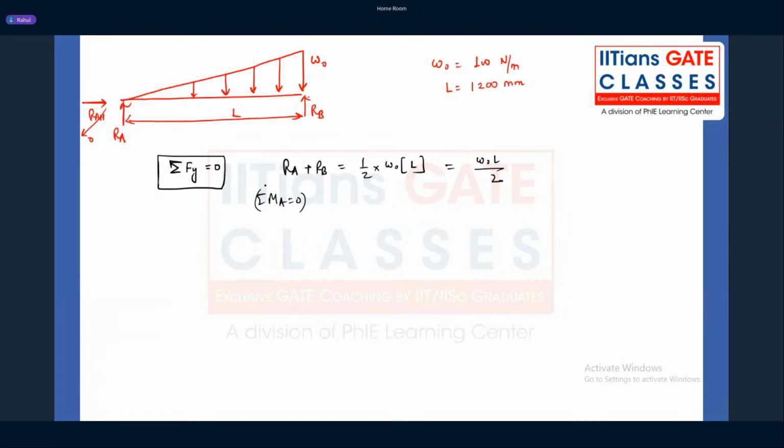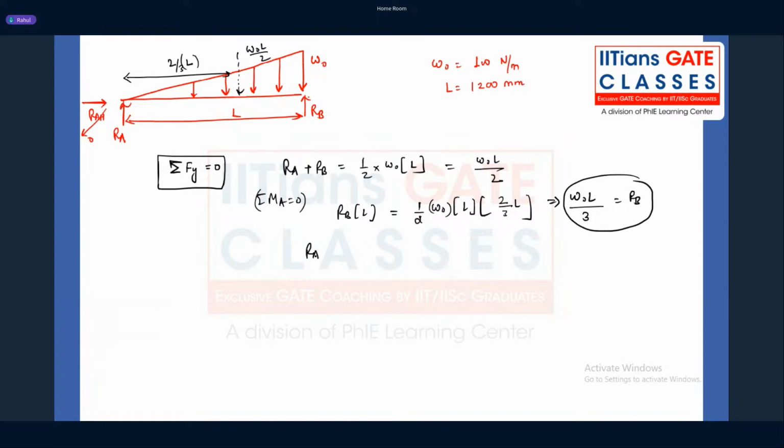Summation of moment about A point to be 0, if you write, then what you can write, guys? Here you can write RB into L, that is acting in the anti-clockwise direction, which is equal to the clockwise moment, half of W naught into L, this W naught into L over 2. This will be acting at a distance 2 by 3 of L. So you are going to get W naught into L over 3. This is the value, my dear friend, for RB.